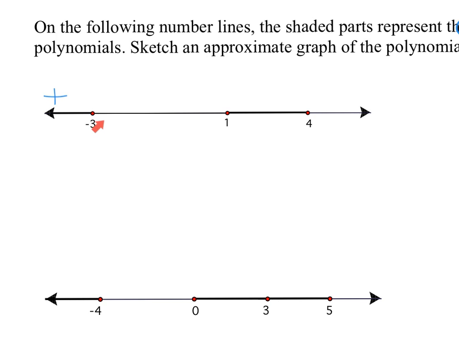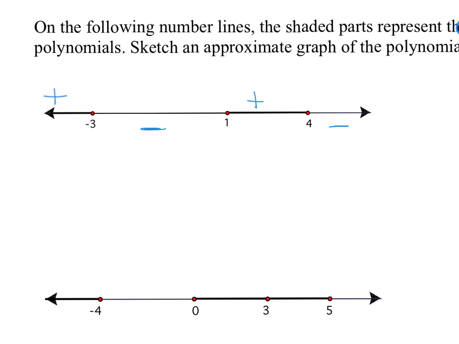In the next section, between -3 and 1, I can tell that it is not shaded, so I know I'm going to have negative outputs. So my function is going to be below the x-axis. And then between 1 and 4, so this part right in here, it's shaded, so I'm going to put a plus sign because that's going to be above the x-axis.